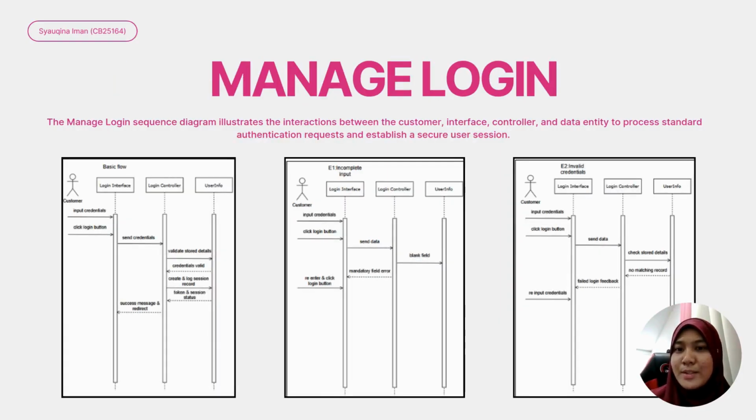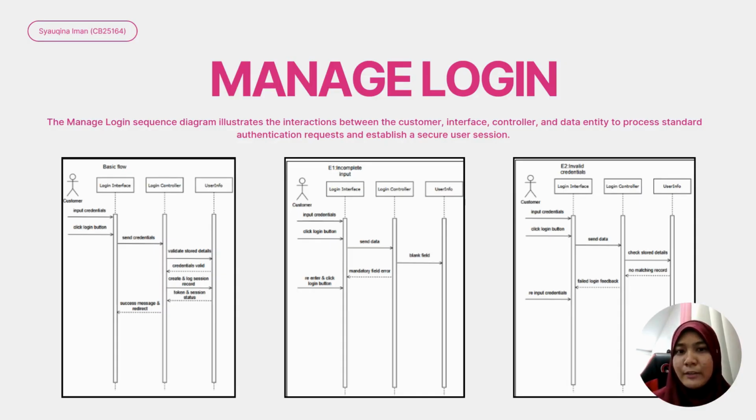For the manage login sequence diagram, just like the registration part, we have a tree diagram. For the basic flow on the left, the customer enters their email and password. The system checks the details against saved data. If it matches, the system creates a new session record and logs them in.